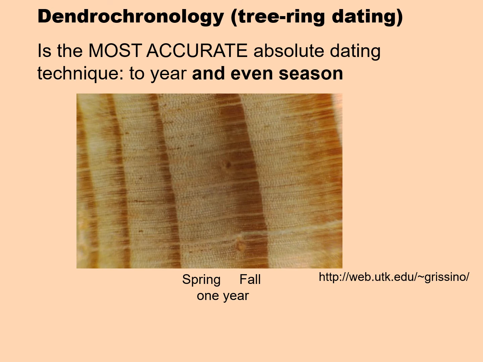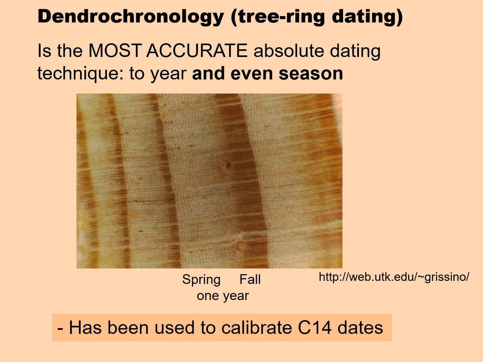So remember, dendrochronology is the most accurate absolute dating technique because you can date not only to the exact year, you can even date to the season that the tree was cut down. As you can see, the cells in the spring look very different from the cells in the fall. And because wood is organic, you can actually scoop out a particular ring and use it to calibrate the carbon-14 dates.